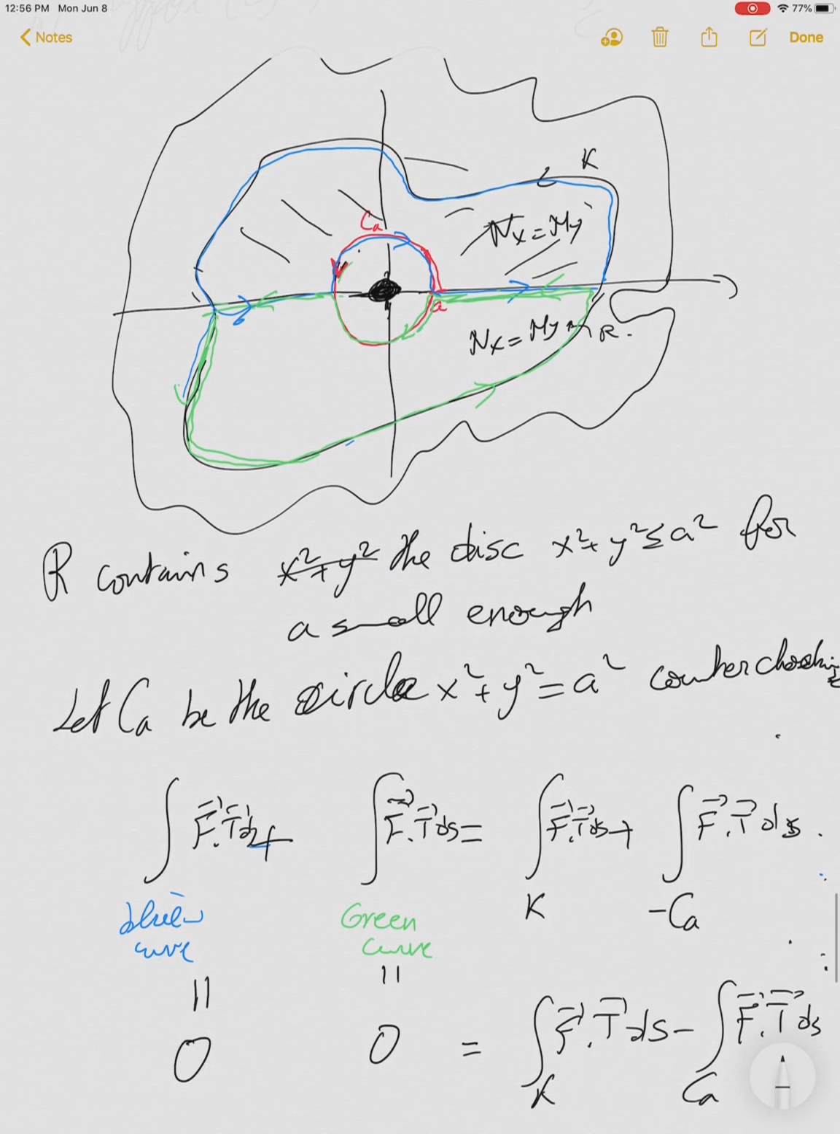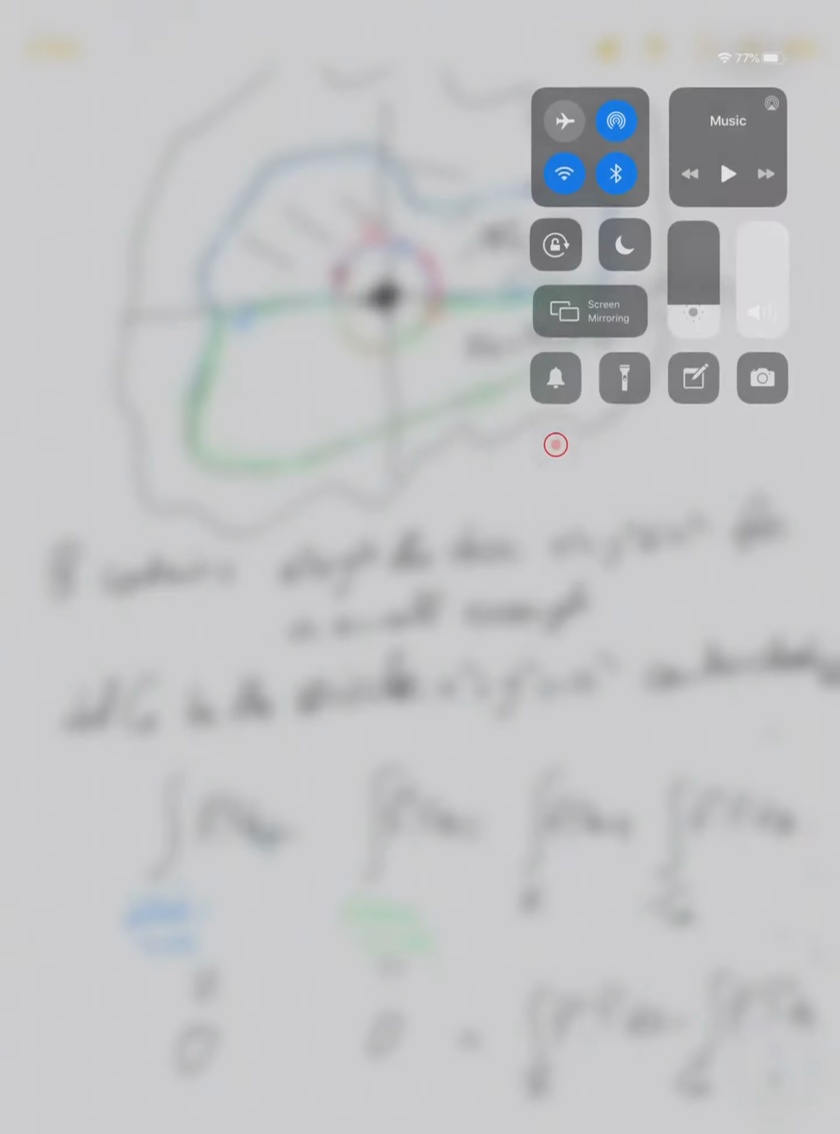I will stop this video now, and in the next video I will explain the flux in two dimensions and give the second version of Green's theorem.